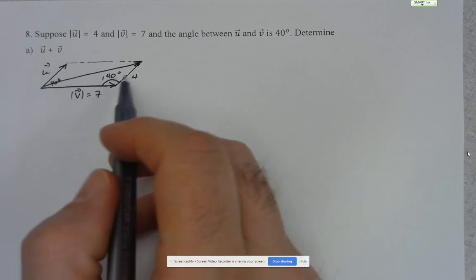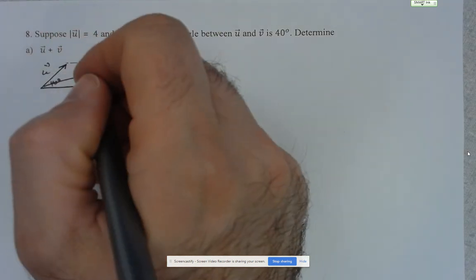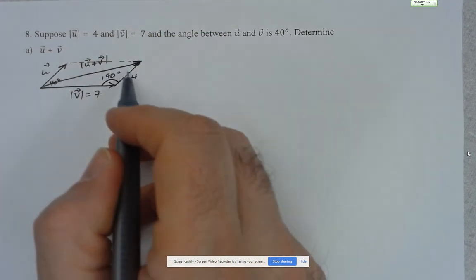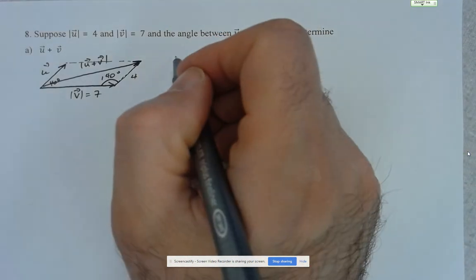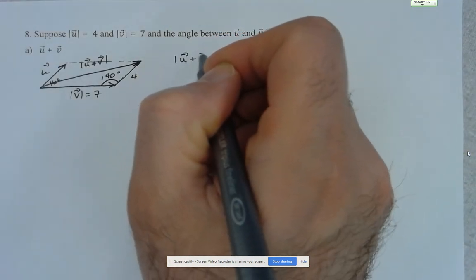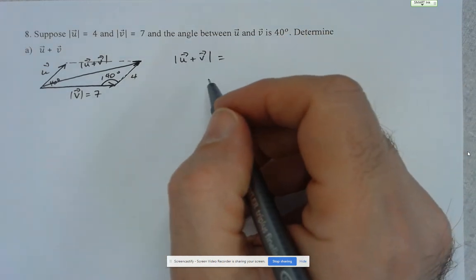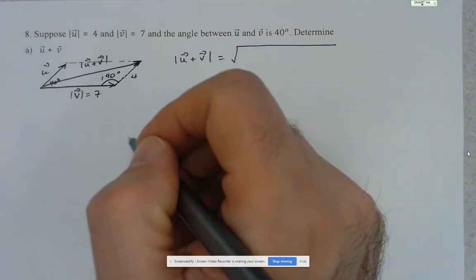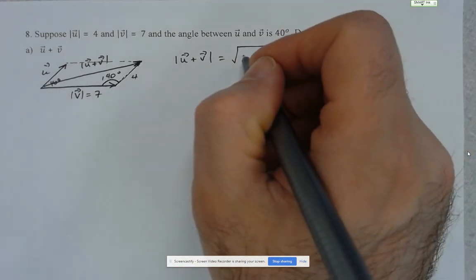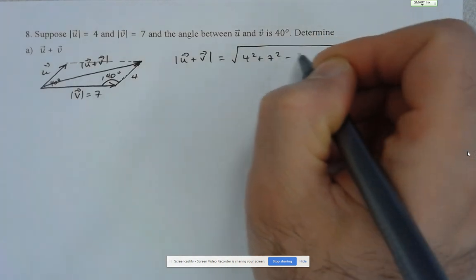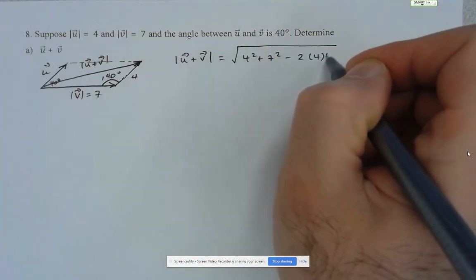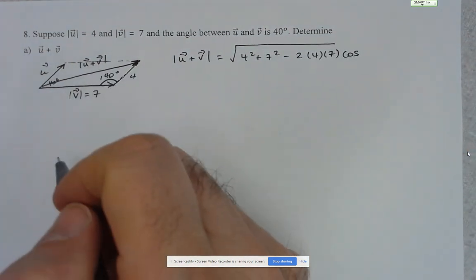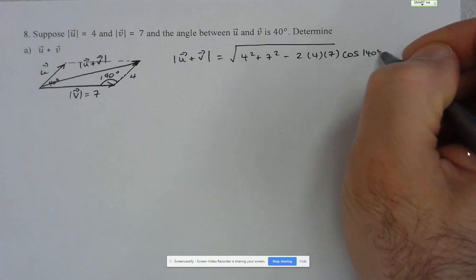So now I can actually determine the new vector. I'm looking for first the magnitude of U plus V. Here I'm going to use cosine law. It's set up for cosine law. So the magnitude of U plus V is equal to, now if you need to refresh your memory on cosine law, please do that because I'm going to do these real quickly. It's going to be the square root of the sum of the squares of the other two sides, so 4 squared plus 7 squared minus 2 times 4 times 7 times the cosine of the angle opposite what I'm looking for. So here, 140 degrees.